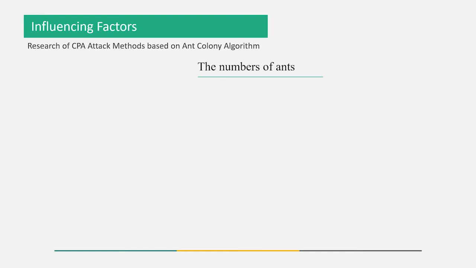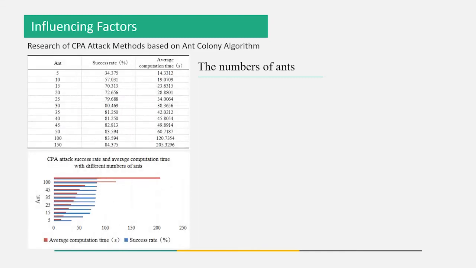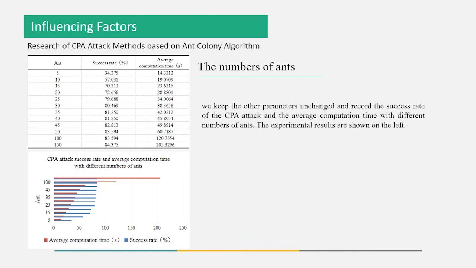We keep the other parameters unchanged and record the success rate of the CPA attack and the average computation time with different numbers of ants. There is a positive correlation between the number of ants and the success rate of CPA attacks. Simultaneously, there is a positive correlation between the number of ants and the average computation time. Since the increase in the number of ants does not increase the cost of time much, it is a good choice to appropriately increase the number of ants, which can enhance the success rate of the attack.